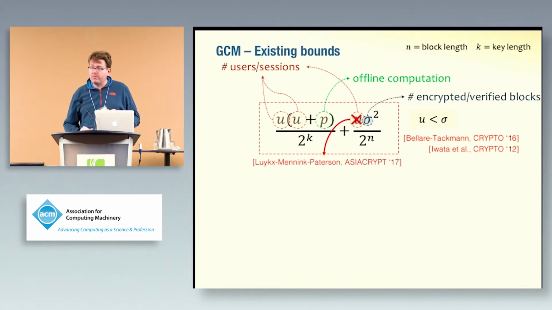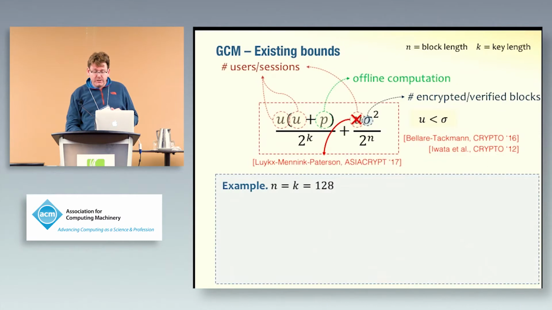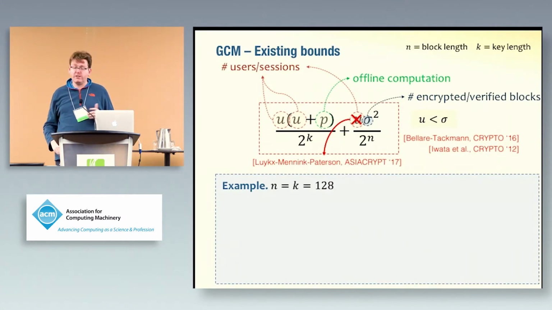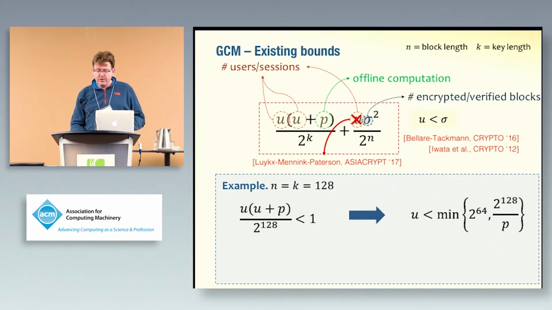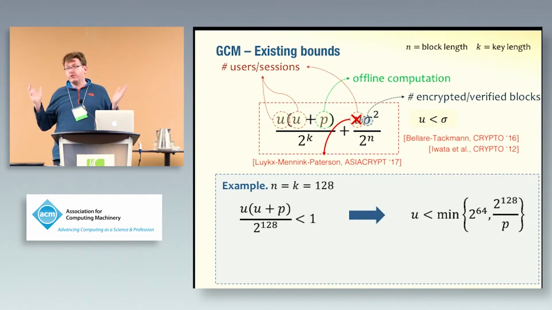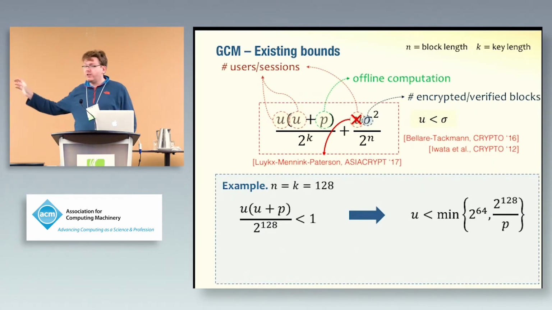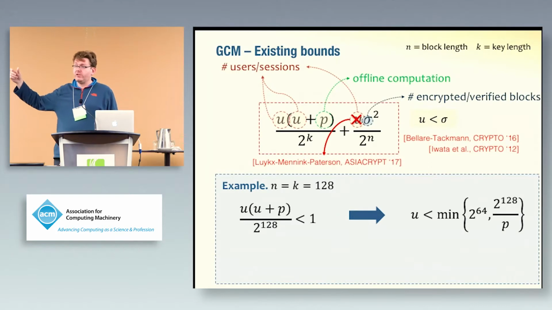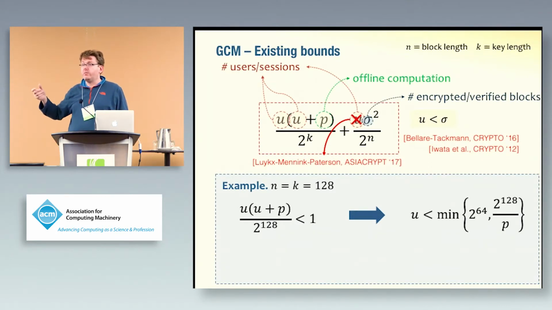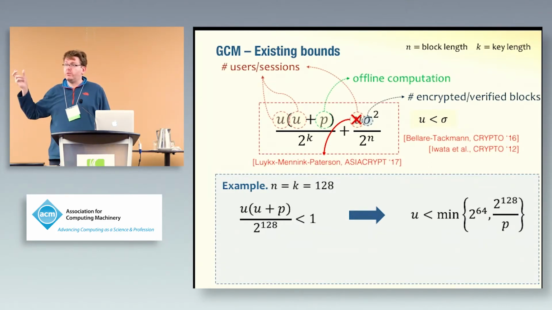This bound was later improved by Luykx, Mennink, and Paterson, who essentially removed the factor u in front of the second term. To give you a sense of what this bound really means, if we set n equal k equal 128, as is often the case, then the first term essentially tells you two things. Namely, that the number of users or sessions can be at most 2 to the 64, otherwise there's no security guarantee, and also that there's a trade-off between the number of users and the amount of offline computation, so their product should be at most 2 to the 128.